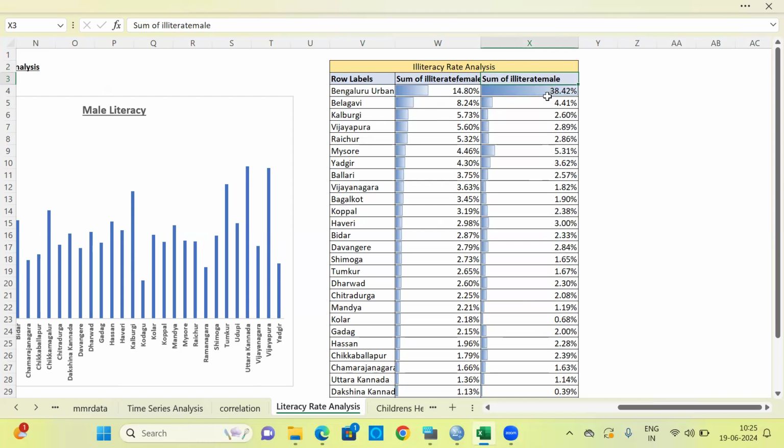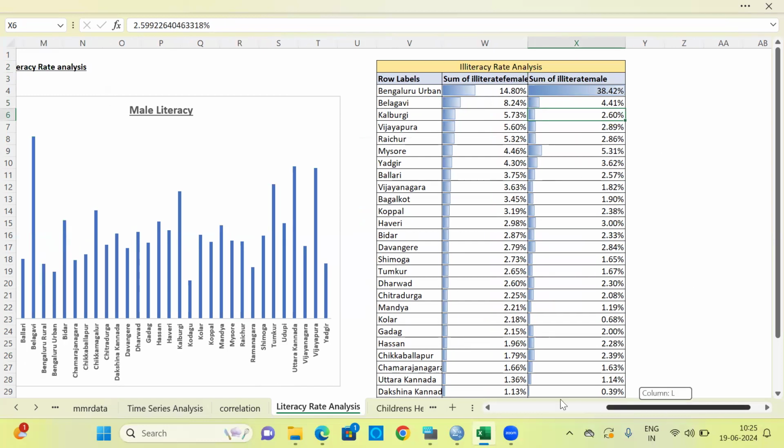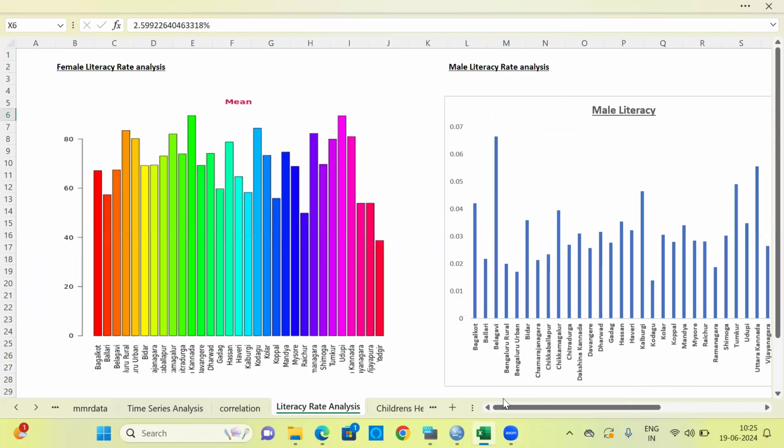What about illiterate males? Approximately 40% illiterate males can be found in Bangalore urban. Then we have approximately 5% illiterate males who can be found in Belgavi district, and approximately 2.5% illiterate males can be found in Kalburgi. So this sheet gives us a comprehensive analysis of the district-wise literacy rate broken down by gender.